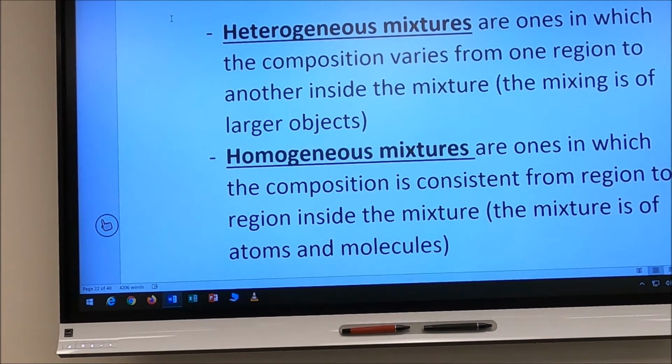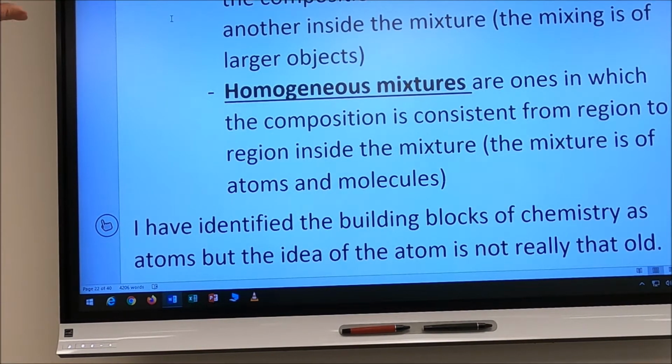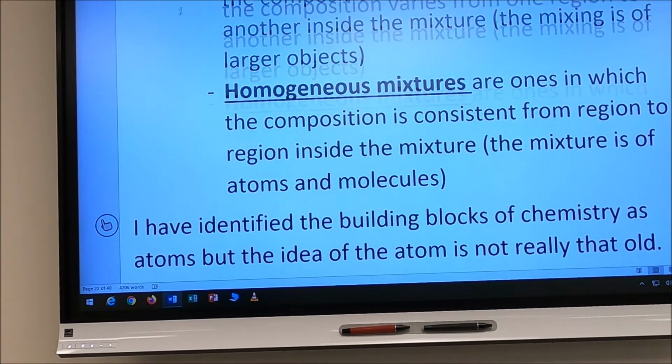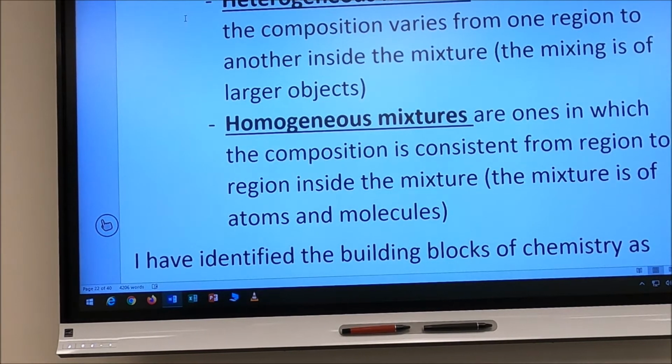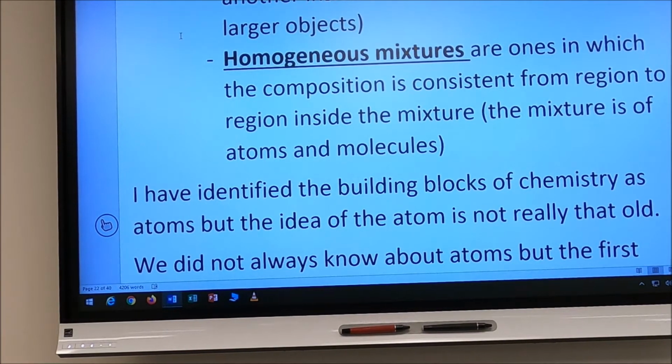Okay? A homogeneous mixture is one where the composition is consistent from one region to another inside the mixture. So heterogeneous is mixing of large objects. Homogeneous is mixing happening on that molecular level, that submicroscopic level. So a glass of tea without ice cubes in it should be homogeneous. Tap water should be homogeneous. If your tap water is chunky, don't drink it. Air should be homogeneous. Blood plasma is homogeneous.